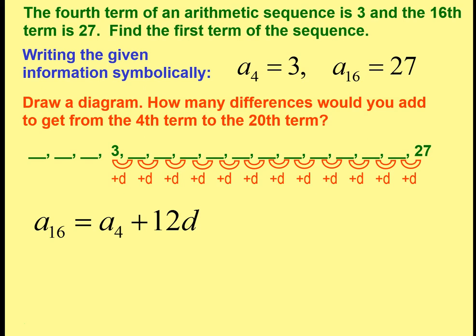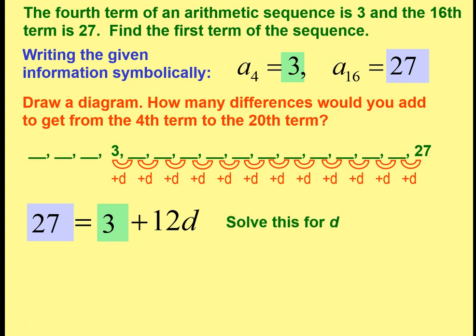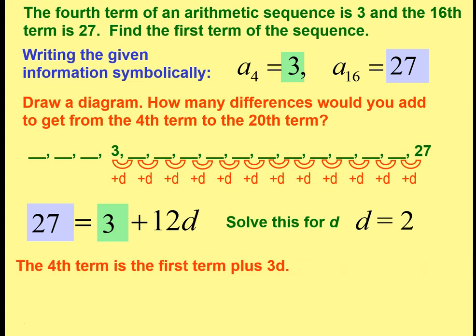So in other words, a sub 16 is a sub 4 plus 12 times some number d. Well, I happen to know what a sub 4 is, it's 3, and a sub 16 is 27, so now I can just solve and figure out what d is. Solve this for d, and you find out that 24 equals 12d, d is 2. This is a pretty simple example, but this is what you would do for any problem like this.